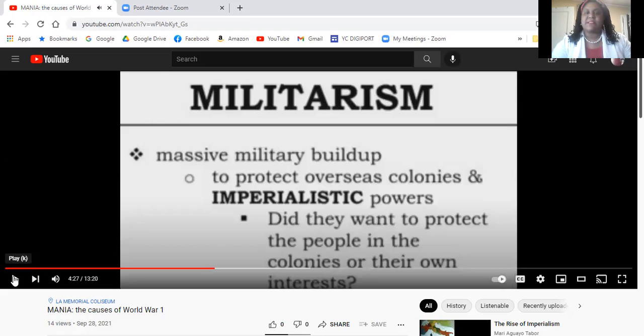Okay, so militarism is known as a massive military buildup. They went ahead and added a lot more soldiers to protect overseas colonies and imperialistic powers. And what they were ultimately trying to do is have a show of military strength.